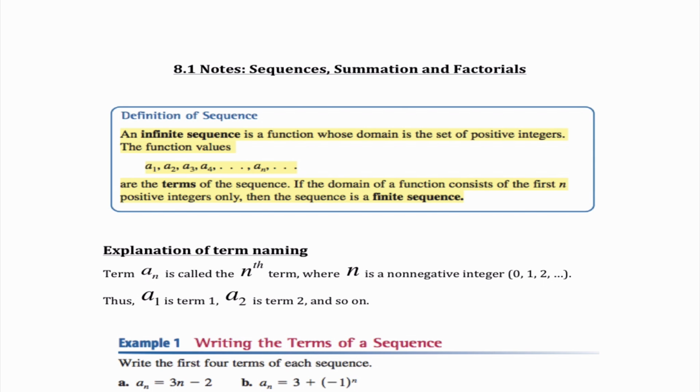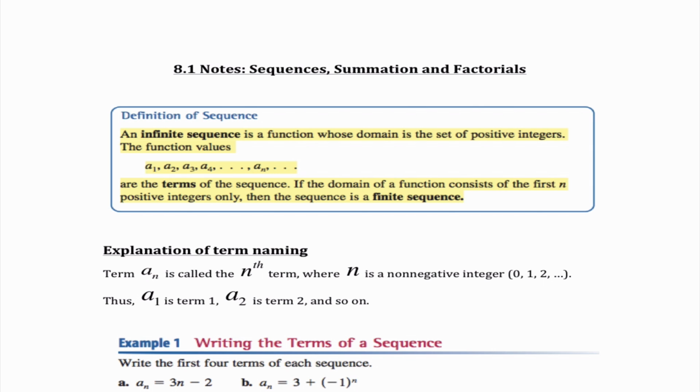So the first thing I want to do is actually define what a sequence is. An infinite sequence is a function whose domain is the set of positive integers. That sounds a little bit confusing, but an infinite sequence means that the domain continues forever and ever. The function values we would say are a sub 1, a sub 2, a sub 3, a sub 4, all the way up to a sub n, and then it would go past that. Those are the terms of the sequence.